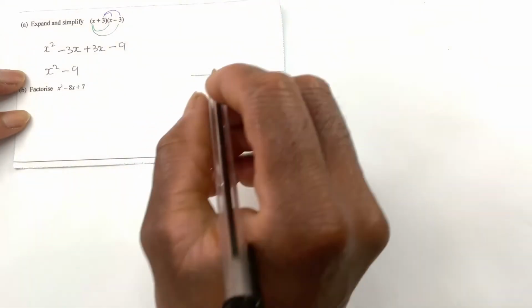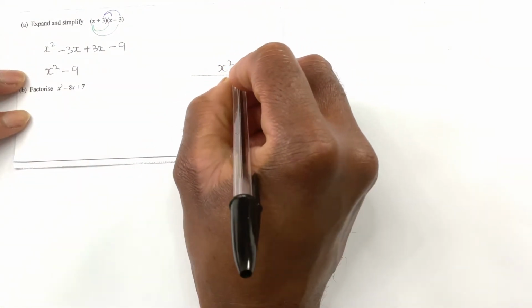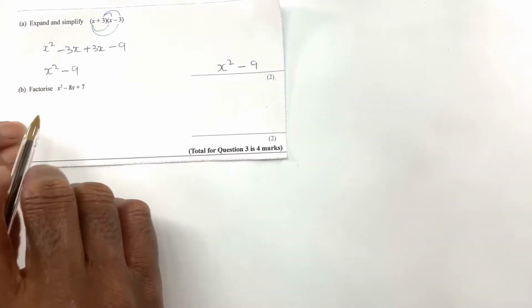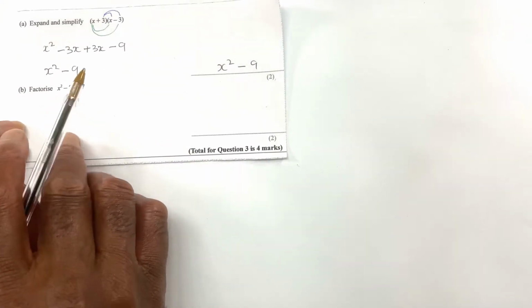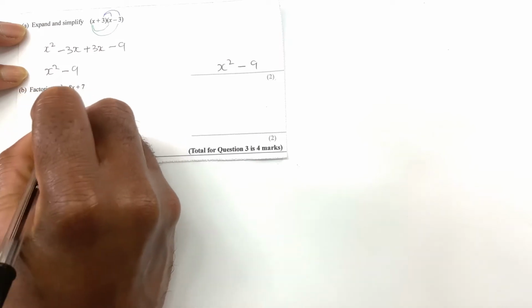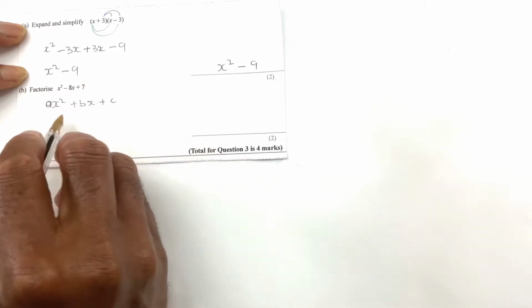So now we need to simplify. We can now say x squared minus 9. So the answer to that would be x squared minus 9. Likewise, we need to factorize this. This is similar to the general quadratic equation ax squared plus bx plus c. This is a quadratic expression.